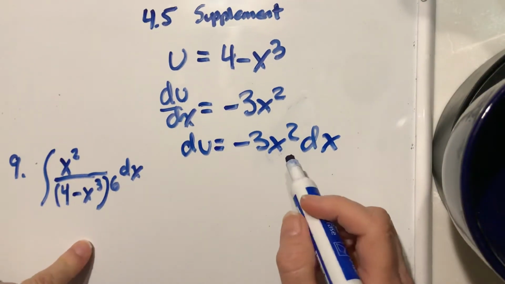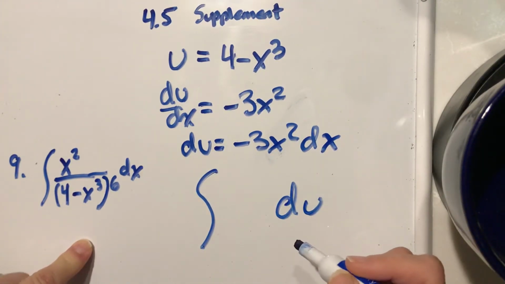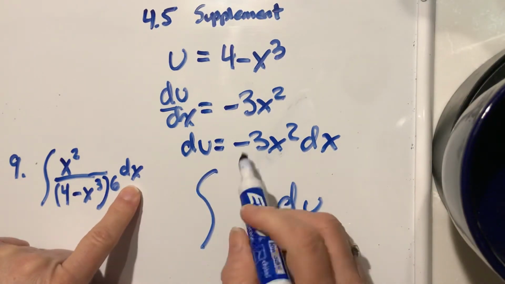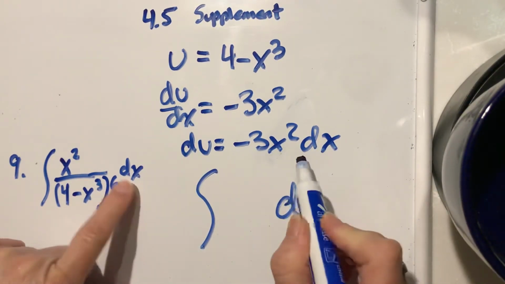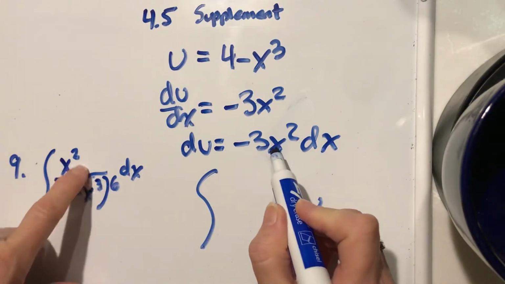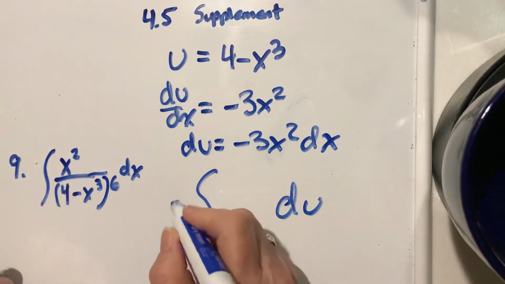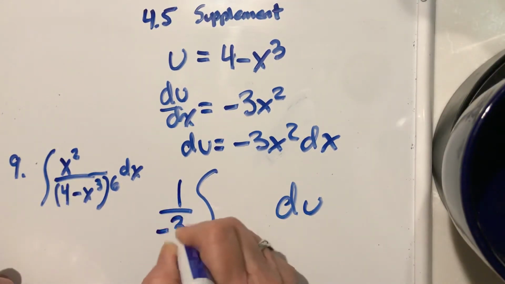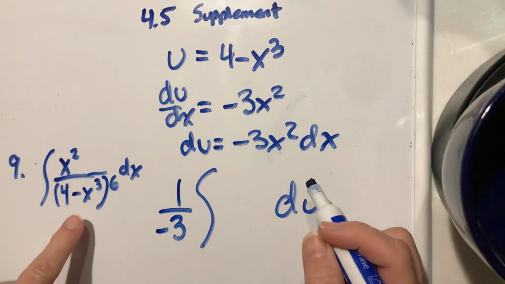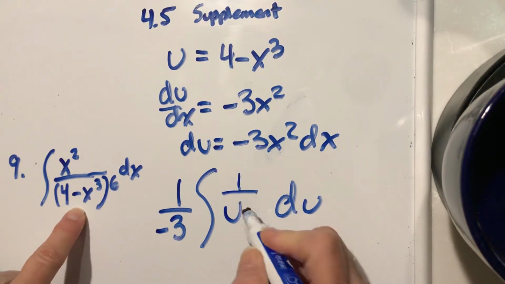Okay, so now we look and we say we're going to make this an integral with du. Our dx, let's see, du is all of this. Okay, we've got our dx right here. We have our x squared, but we have this negative 3. We don't want that negative 3, so we're going to multiply by 1 over negative 3. Okay, and now we said that u was in here, so we have 1 over u to the 6th.